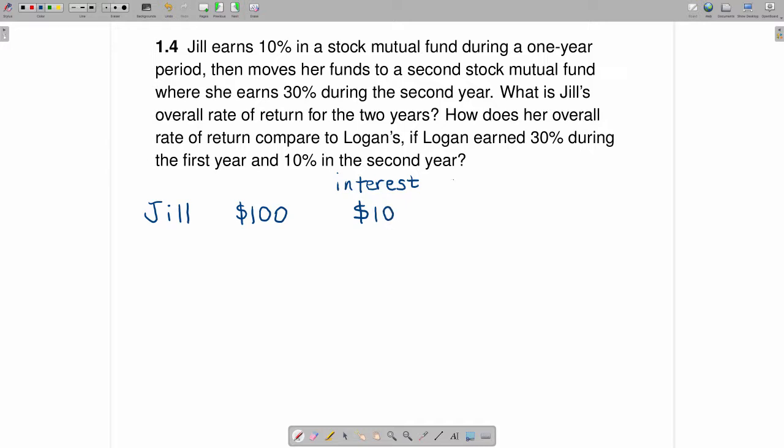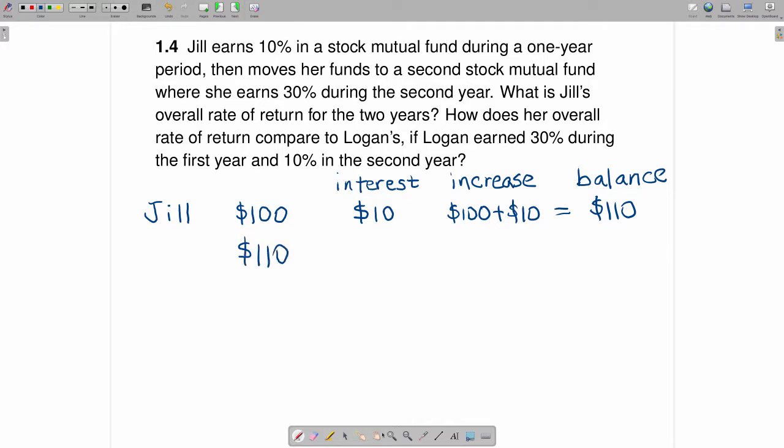$10 in interest. So if you then look at the increase over that year, you will have the $100 plus the $10, and that will give Jill a balance of $110 after year one. So she's starting year two with $110, and she goes into year two where she gets a 30% return.